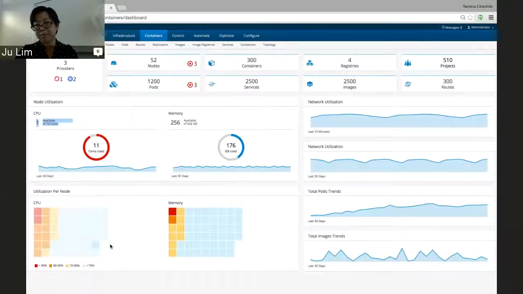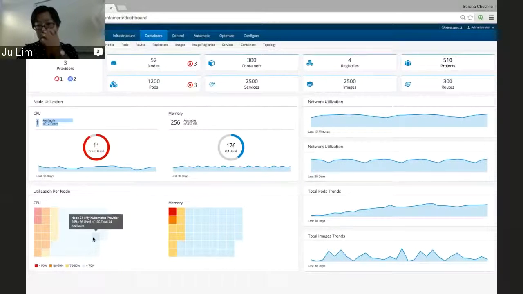Okay, so remember that what we're looking at right now is all of your entire container environment. I'm going to quickly show again, the bottom is utilization per node. This is showing CPU utilization. What we do here is we have one block to represent each node.